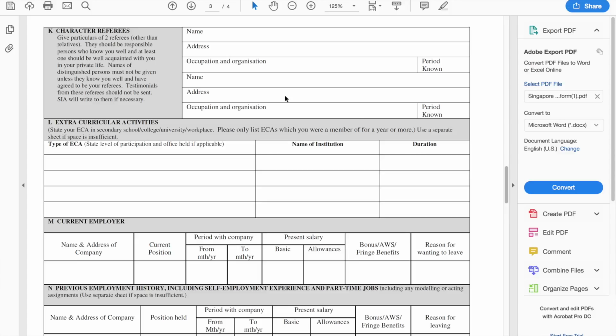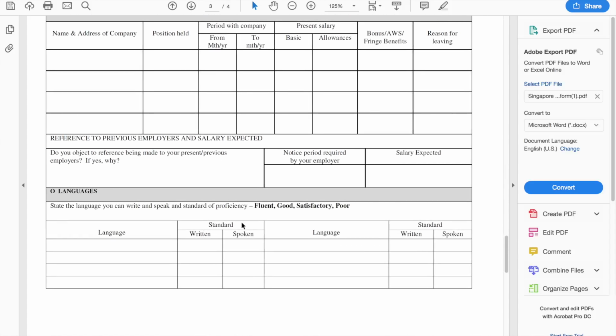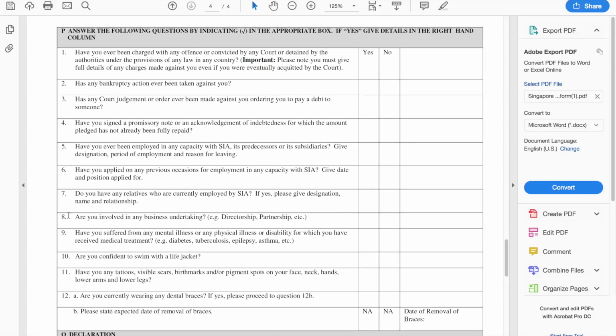Okay, here they want you to give references, employers or your friends, who can refer you in terms of whether they know you well enough and know your private life as well, just in case Singapore Airlines wants to go back and find out any more information about you from them. These are some of your extracurricular activities, talking about your current employer, and then the languages that you know, and then of course the last part is your declaration form. This is where you're going to write down all the details in terms of your declaration.